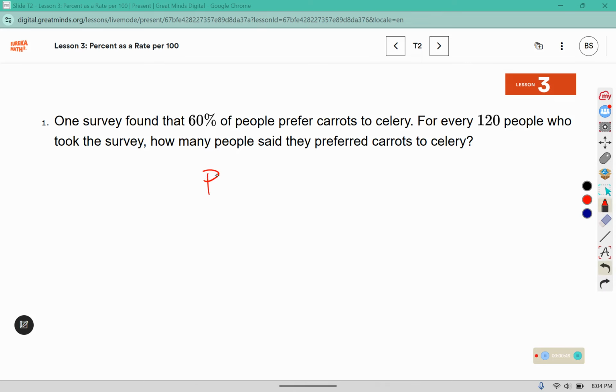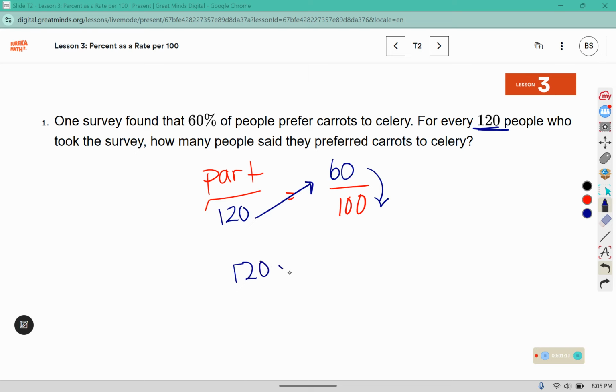I like to set up my fractions as part over the whole and percents out of 100. So in this case, the percent is 60%. 120 is everybody who took the survey, so that would be the whole. Now we're cross multiplying and dividing, and that will tell us the part. So 120 times 60, then divide by 100.